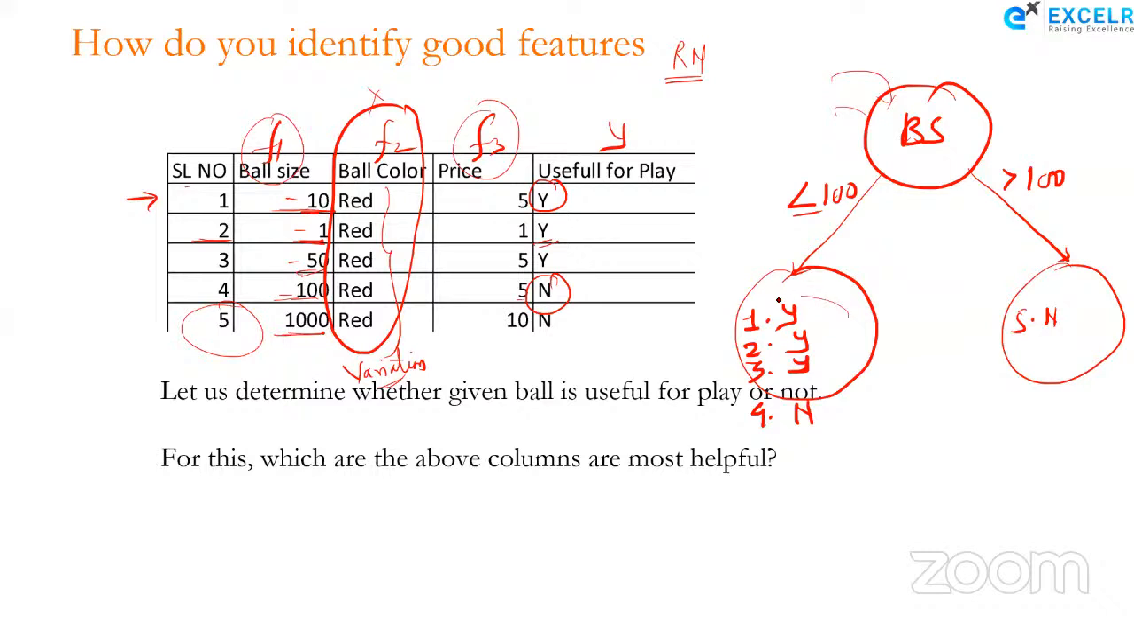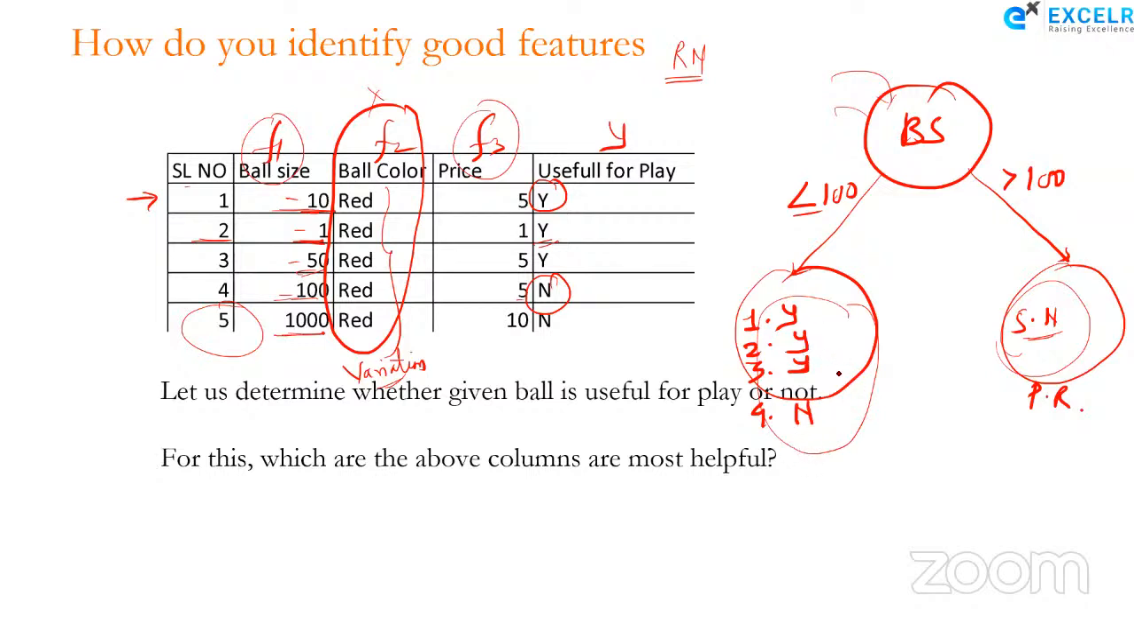Now tell me, guys, is this a pure region? Are all the data points belonging to the same class? Yes, it has only one data point, so this is a pure region. But what about this, guys? Is it a pure region? Yes, the one on the right hand side, greater than 100, is a pure region. What about the left hand side? Is it a pure region? No, we have 3 yes classes and 1 no class.